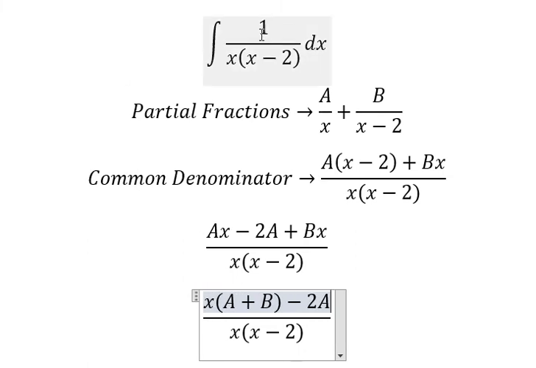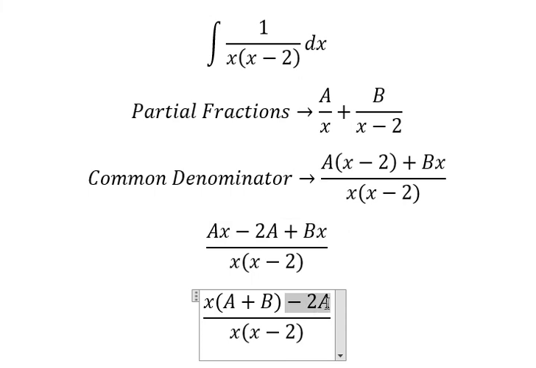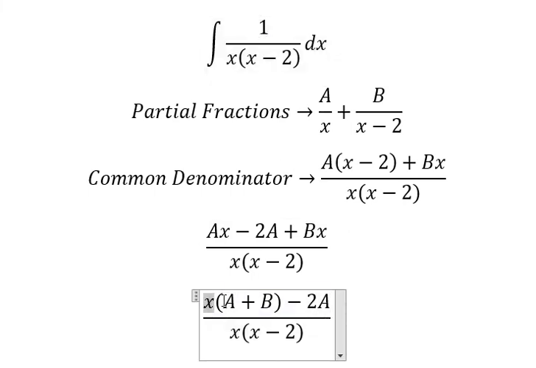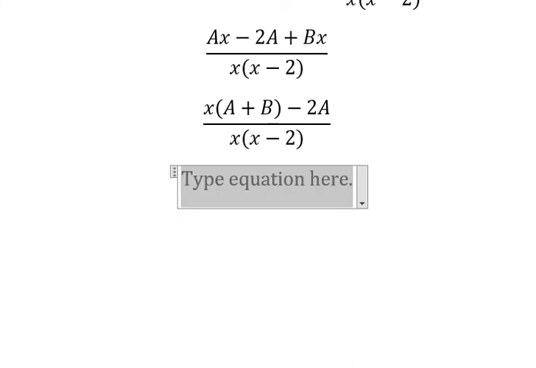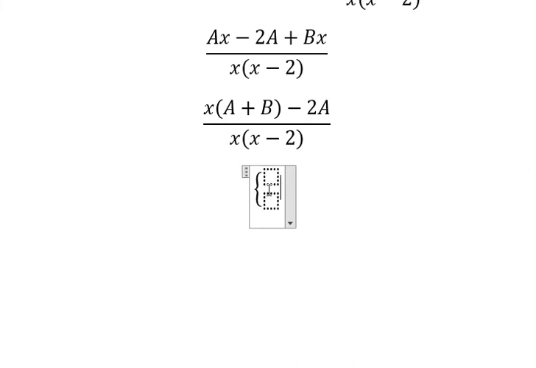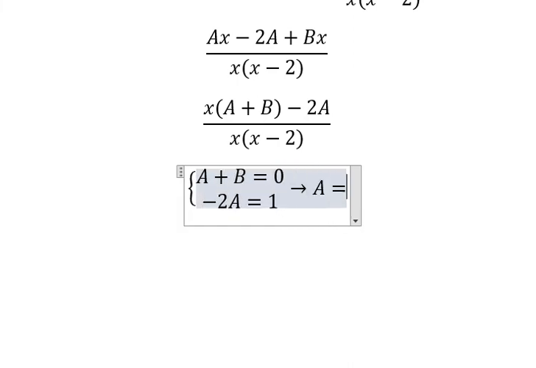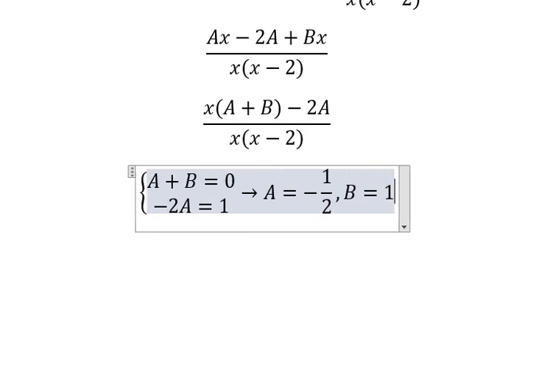We see that we have only number 1 in here, so the coefficient of this one, that's negative 2A, equals number 1. We don't have s, that means A plus B equals number 0. And now we create the system of equations. So A equals negative 1 over 2 and B equals 1 over 2.